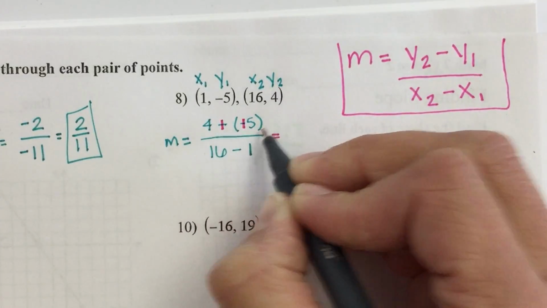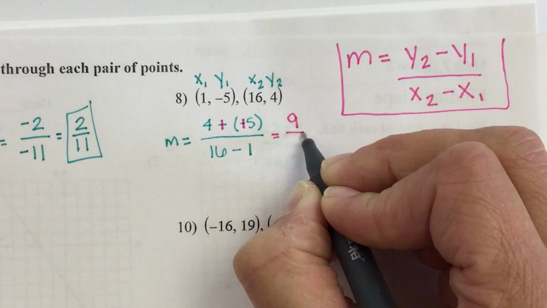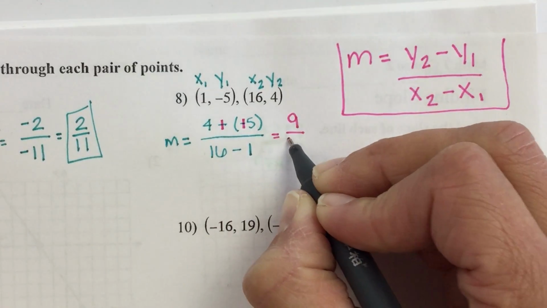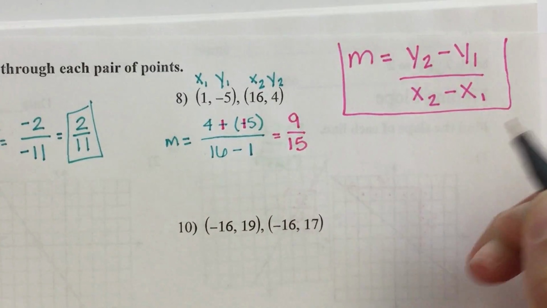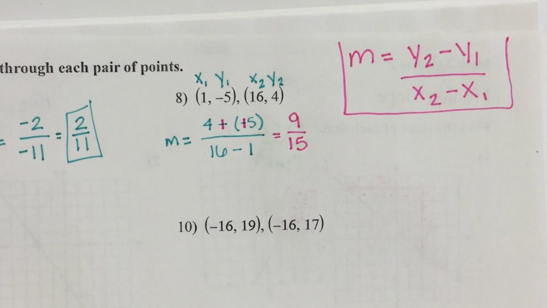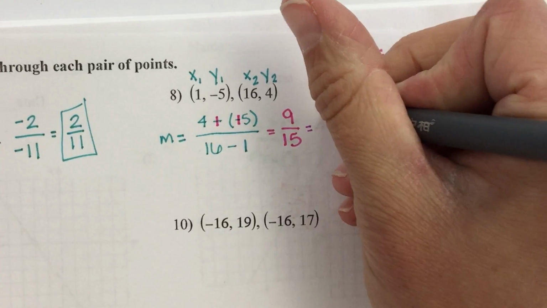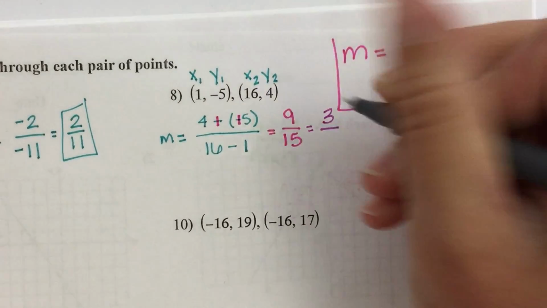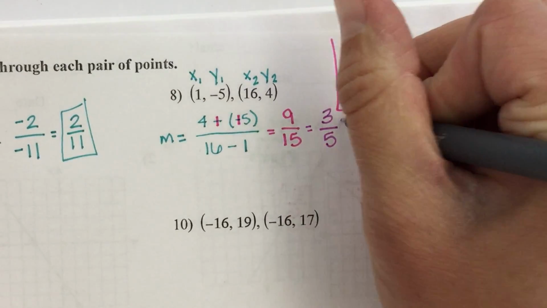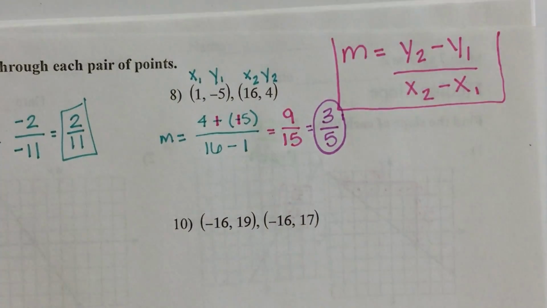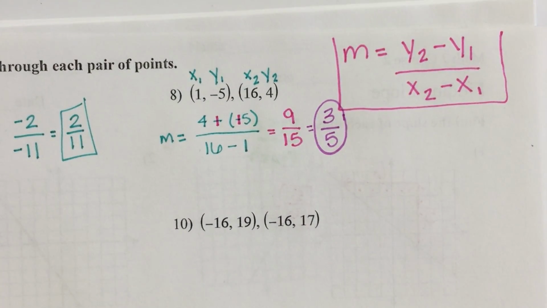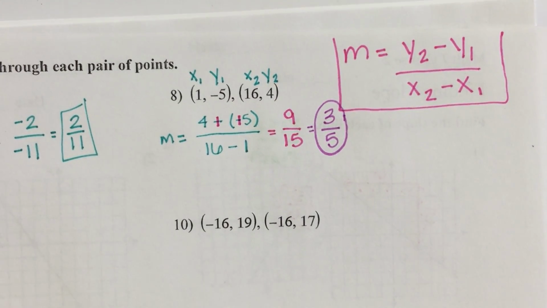So then 4 plus 5 is 9. 16 minus 1 is 15. Now this one can be simplified because each one can be divided by a 3. So 9 divided by 3 is 3. 15 divided by 3 is 5. That's your final answer. So most of the time, your slope will be a fraction.